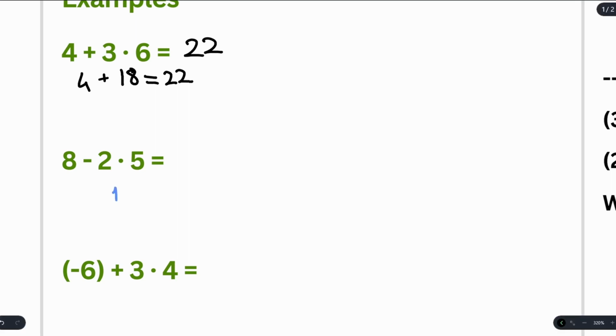Let's first do the multiplication. 2 times 5 is 10. We do 8 minus 10. When there are opposite sign numbers, we do subtraction. Subtract the smallest from the largest. 10 minus 8 is 2. And then write the sign of the largest. The answer is negative 2.